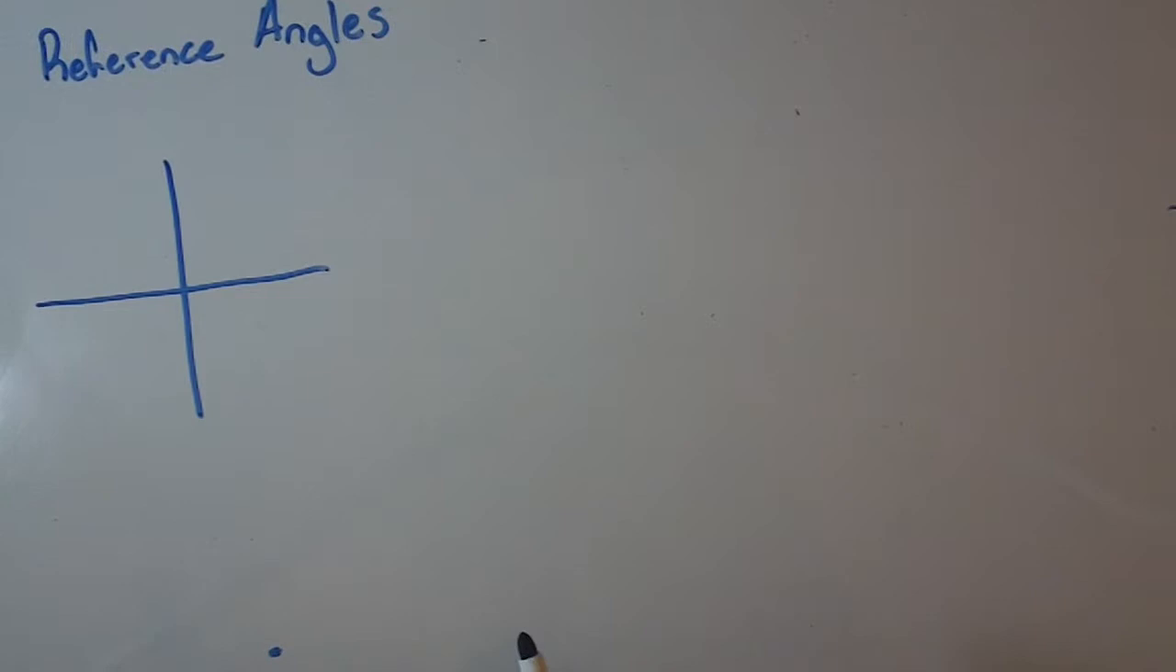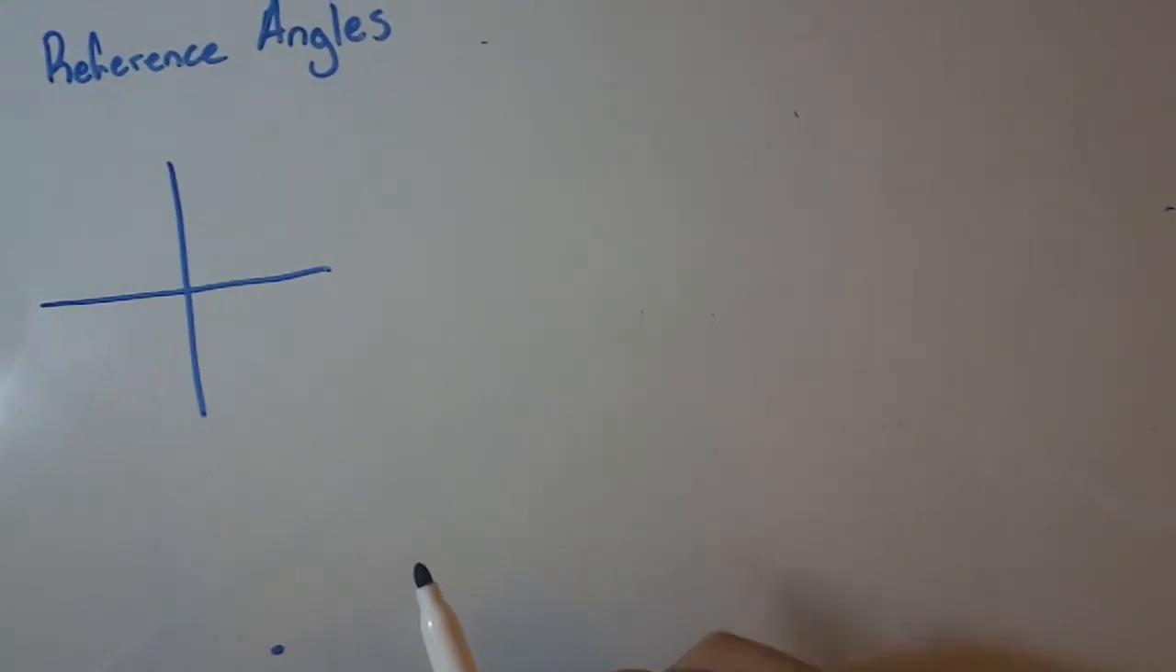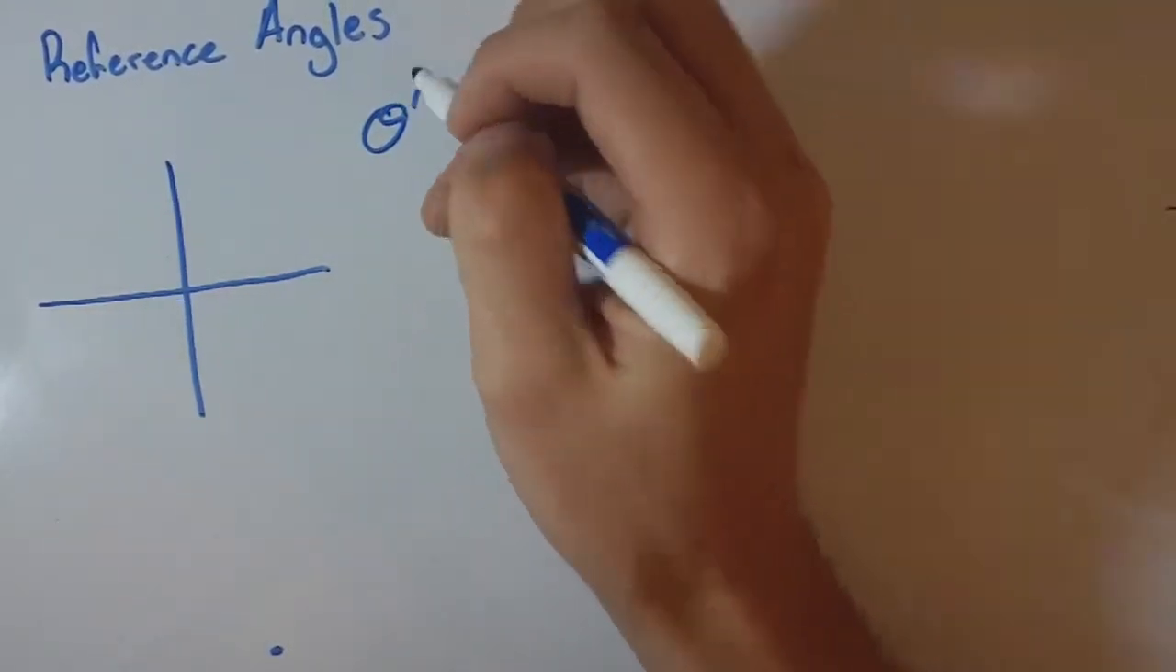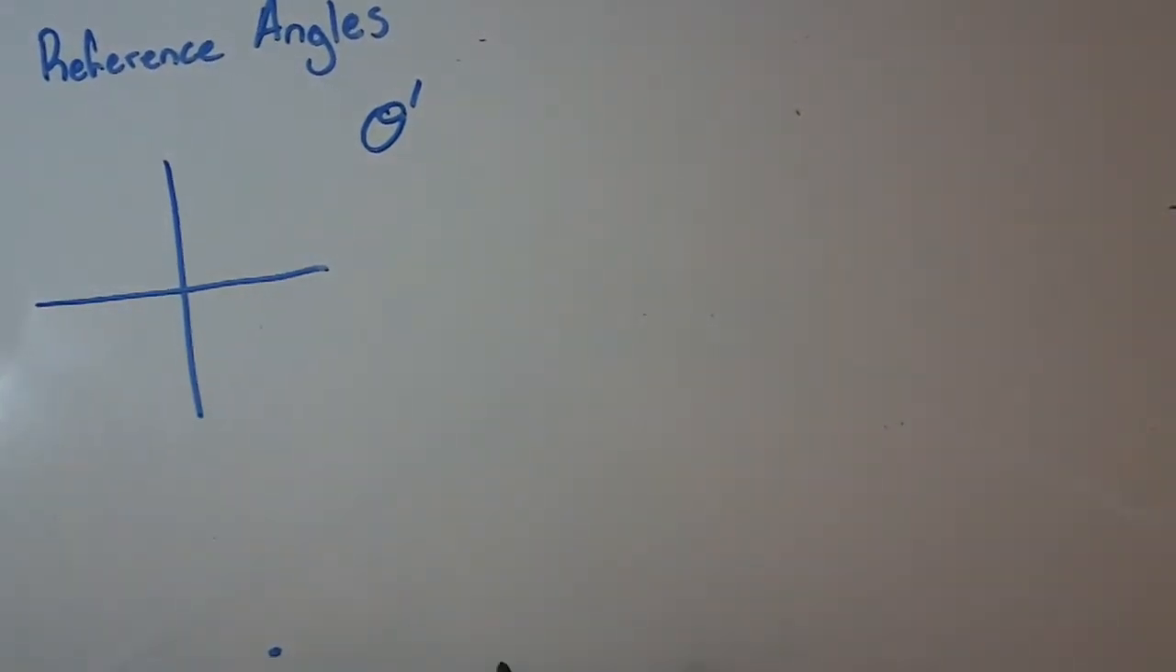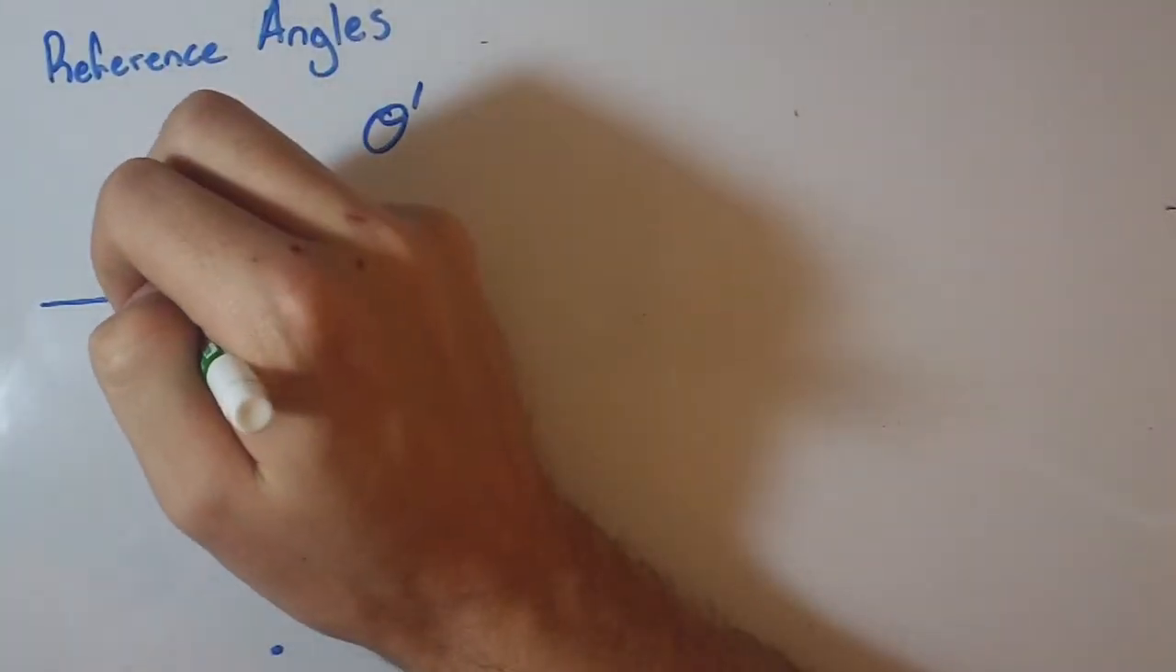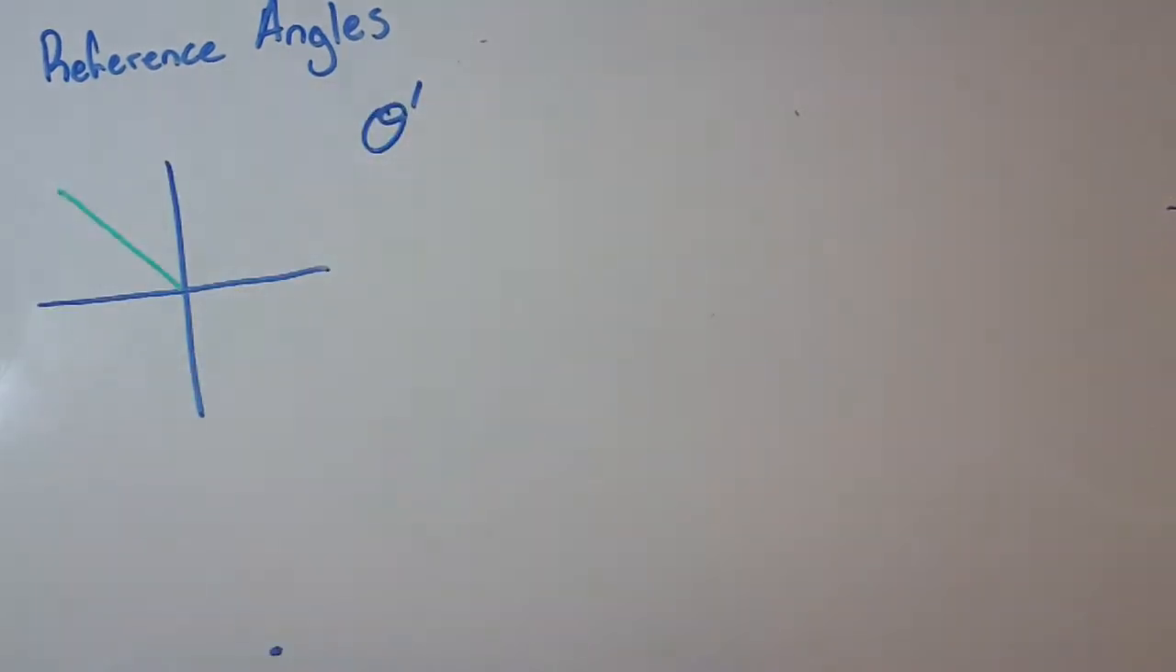Okay, in this example, we are looking for reference angles. A reference angle is a positive acute angle. It's labeled theta prime, that is formed by the terminal side of an angle and the x-axis. So what that means is, let's say we have an angle in this quadrant, quadrant number 2.